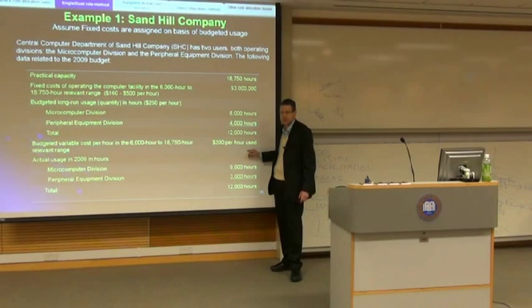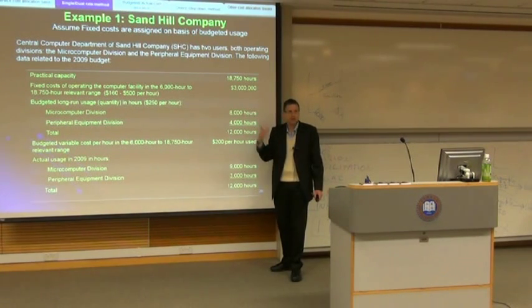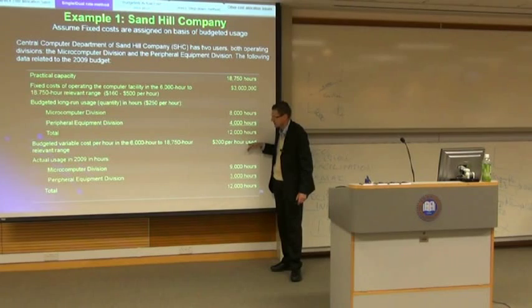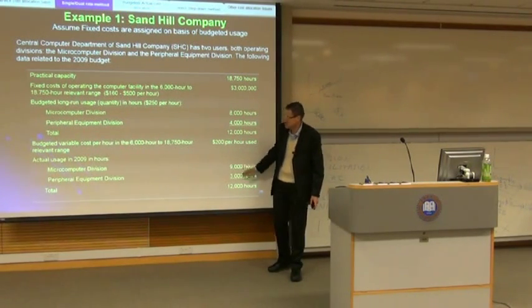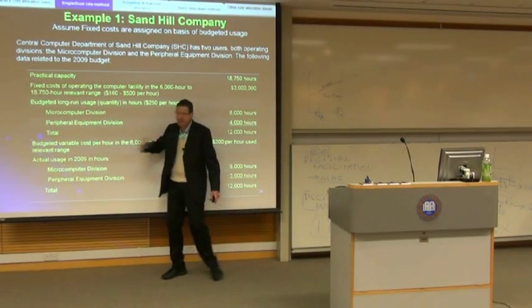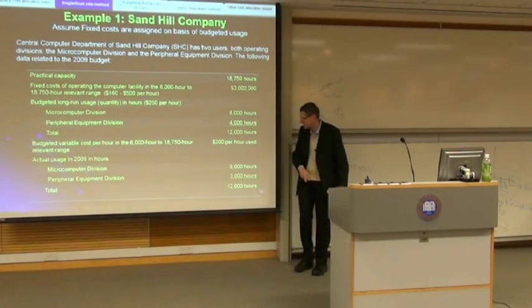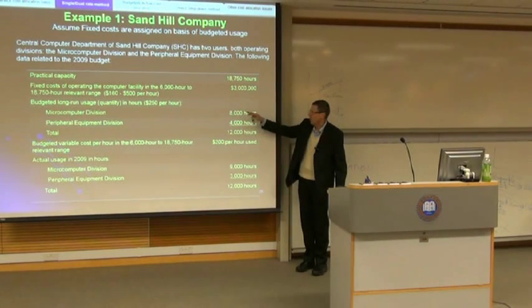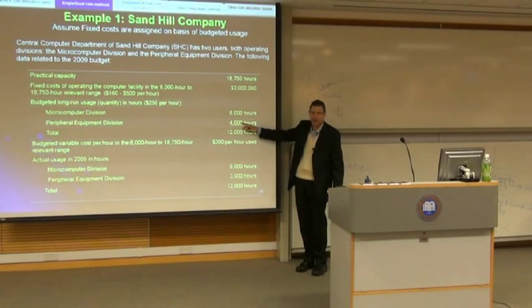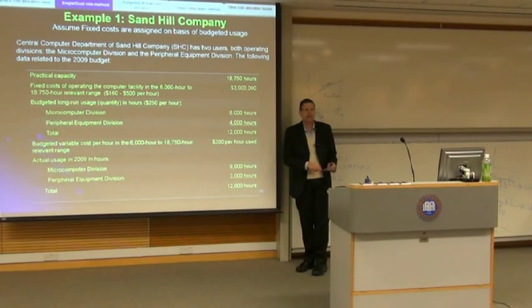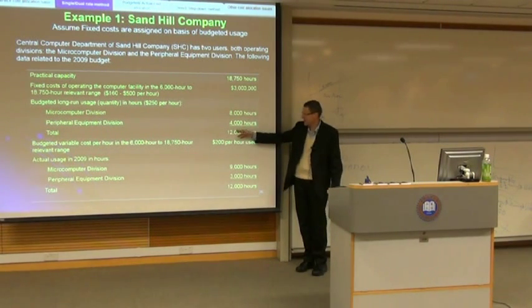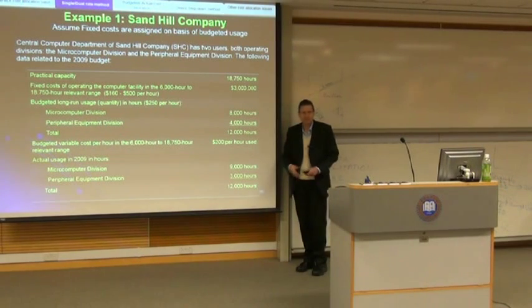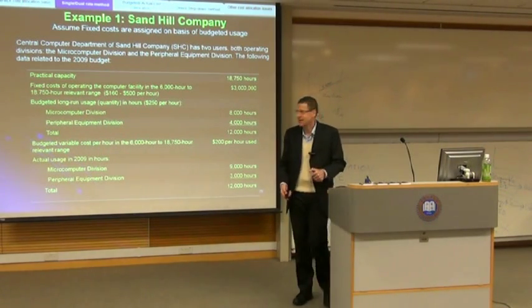Now, the budgeted variable cost is $200 per hour used. That might be because of just labour costs. You use more, so you charge more. It's a labour cost that may be causing that variable cost to occur. The actual usage in 2009 is 9,000 hours and 3,000 hours. One division said we only need 8,000, but they used 9,000. The other one said we need 4,000, but we used only 3,000. Here's the idea: 12,000 was budgeted, 12,000 was used. We're going to talk about the gaming that's going on here.